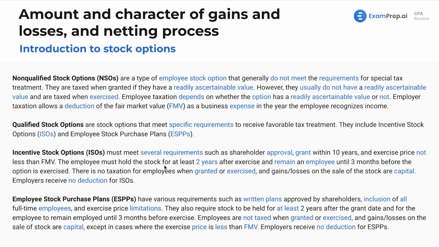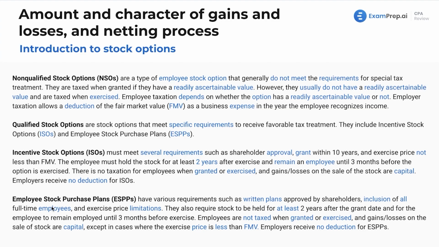The employee must hold the stock for at least 2 years after exercise and remain an employee until 3 months before the option is exercised. All these rules preventing you from kind of just getting the heck out of there. It's incentivizing you to work harder for the company. There's no taxation for employees when granted or exercised, and gains/losses on the sale of stock are capital. Employers receive no deduction for ISOs. Again, just from each perspective, what are they recognizing? What are they responsible for?